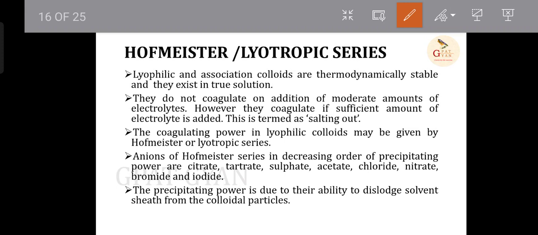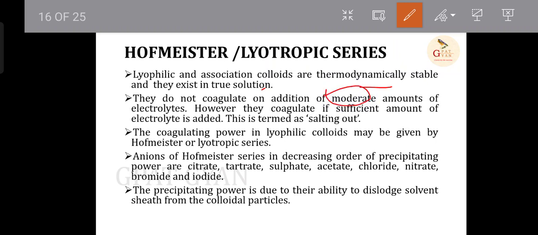Why are they thermodynamically stable? Because the entropy and enthalpy are in a proper way, due to the proper affinity towards the solvent system, and a proper solution can be prepared. So that's why this is thermodynamically stable, and they can exist in the true solution form also. So they do not coagulate on addition of moderate amounts of electrolyte.